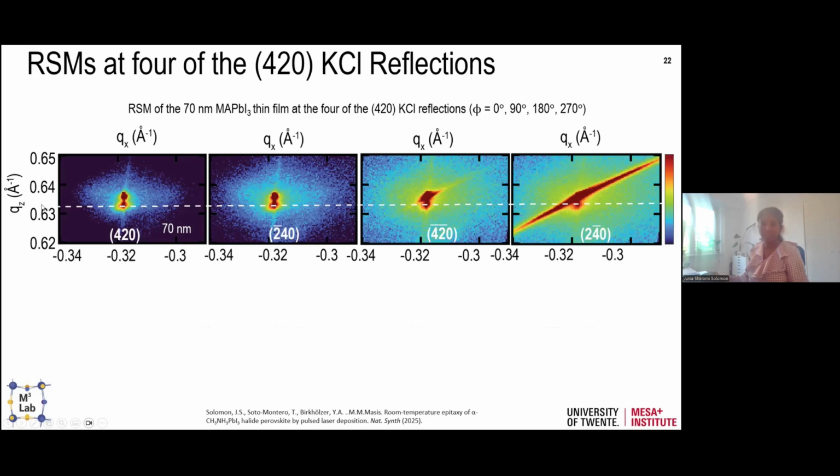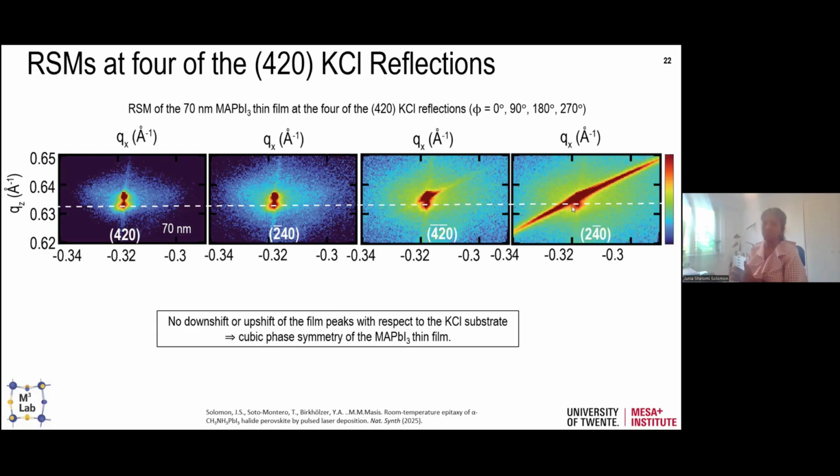And as I mentioned earlier, QX is the in-plane and QZ is the out-of-plane lattice parameters. If you see, the white dotted line shows the position of the film, and for all the reciprocal space maps, it's at the same point. So there's no upshift or downshift, indicating that there's no change in the out-of-plane or in-plane lattice parameters, showing that it has a cubic symmetry. So we confirmed now with these reciprocal space maps that it's epitaxially grown with cubic symmetry.